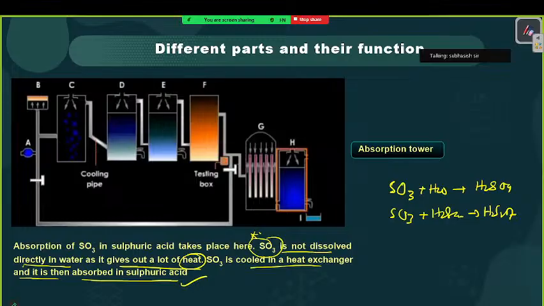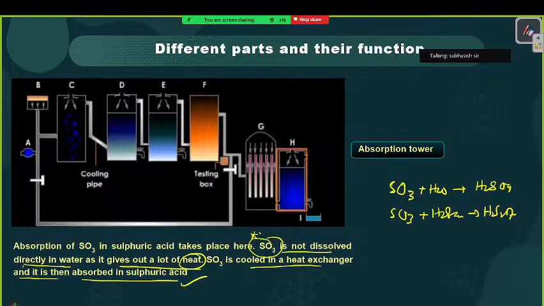But if the sulfur trioxide is dissolved in water, then sulfuric acid forms, but the reaction is highly exothermic and the water is boiled, and most of the sulfur trioxide gas escapes into the atmosphere. That's why sulfur trioxide is not directly mixed with water. It is mixed with sulfuric acid, forming oleum in this particular step.